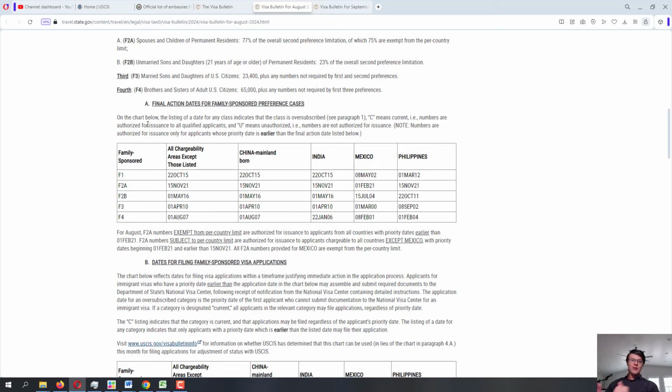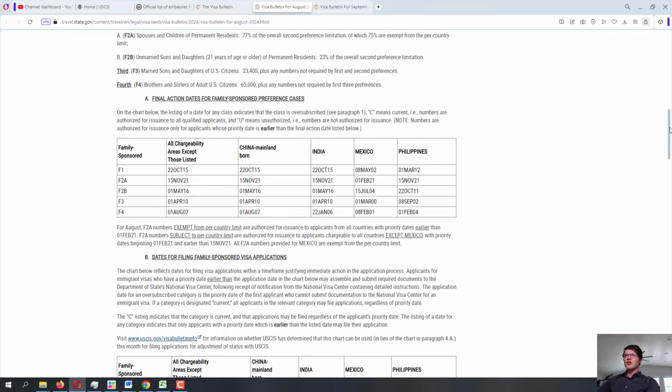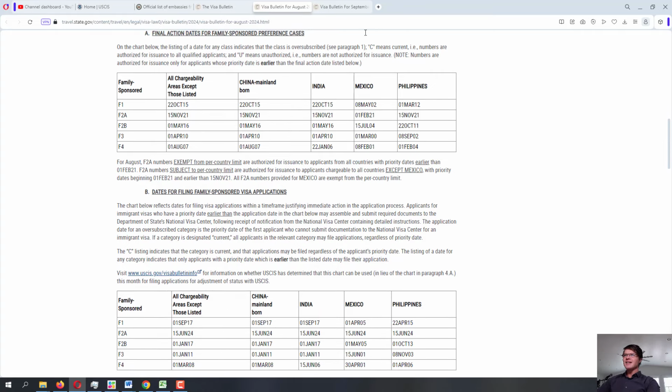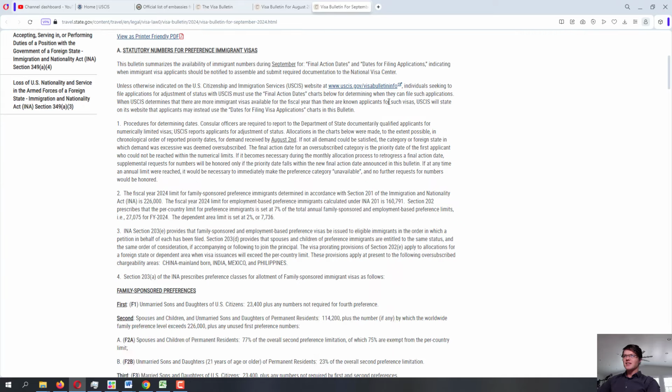So now that we have all of that out of the way, let's get into it. I'm going to start with graph A, final action date. I'm going to bring it to the same level. This is September 2024.